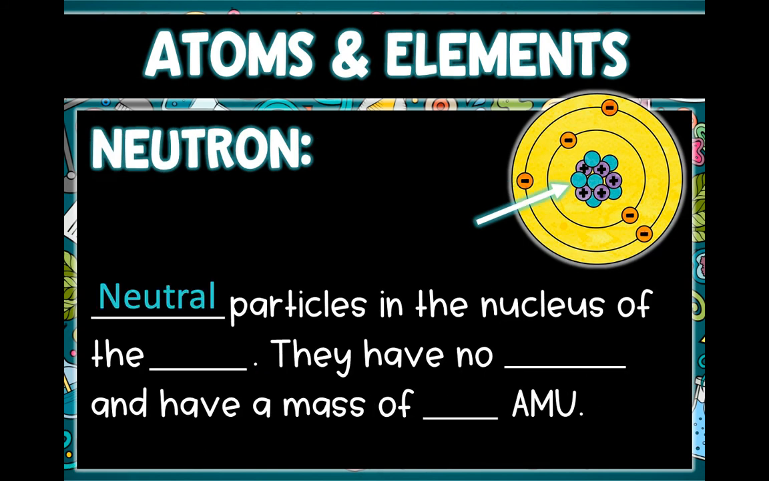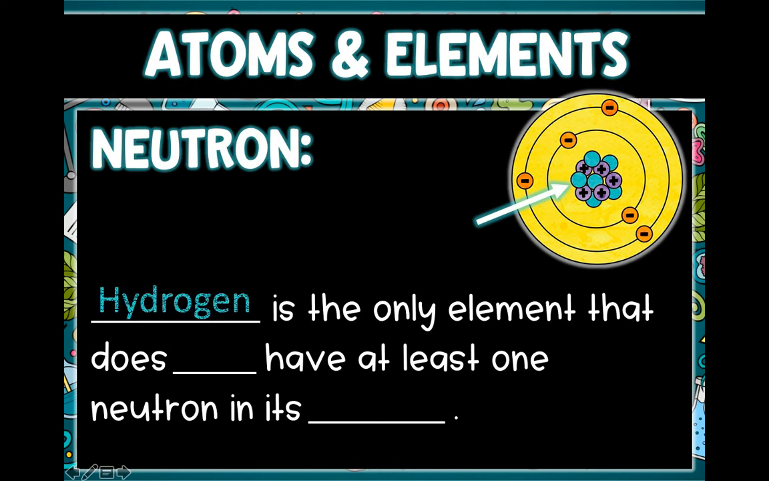Neutrons are the neutral particle in the nucleus of an atom. They have no charge at all and have an atomic mass of 1 AMU, just like protons do. So our neutrons are in the nucleus with our positive protons. Now, hydrogen is the only element that doesn't have at least 1 neutron in its nucleus. Everything else has 1 or more neutrons in the nucleus. Hydrogen is the only one that doesn't.